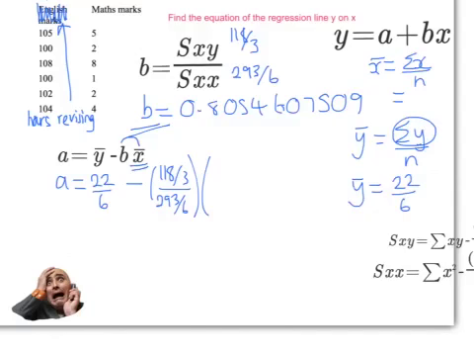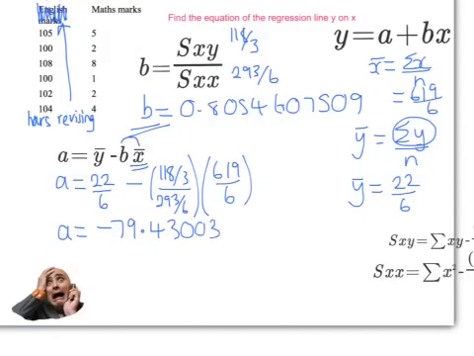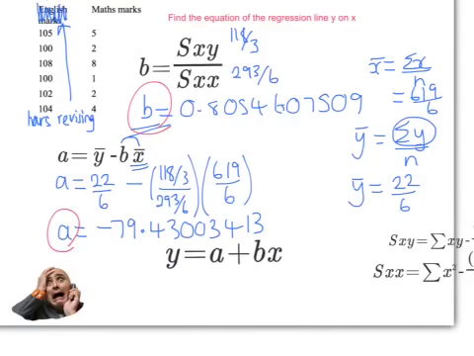And if you look again back in your tables, you should see that the sum of x is 619 over 6. So 619 over 6. Now, that all has to go very carefully in your calculator. My calculator gives me minus 79.43003413. Okay, so we've got our A, there's our A, and we've got our B, there's our B. And now we can pull out the final bit.